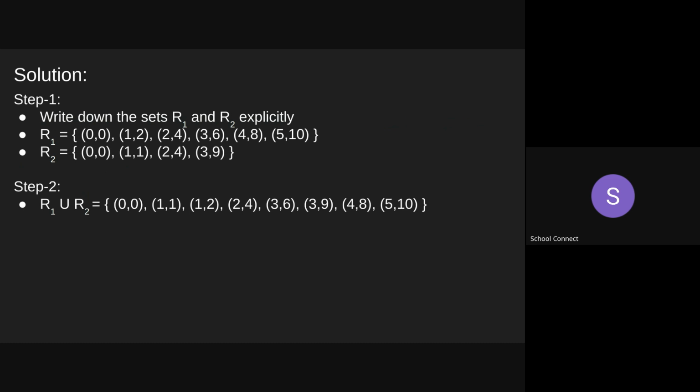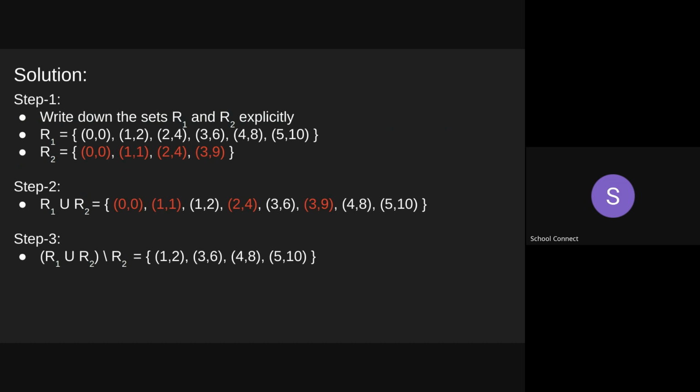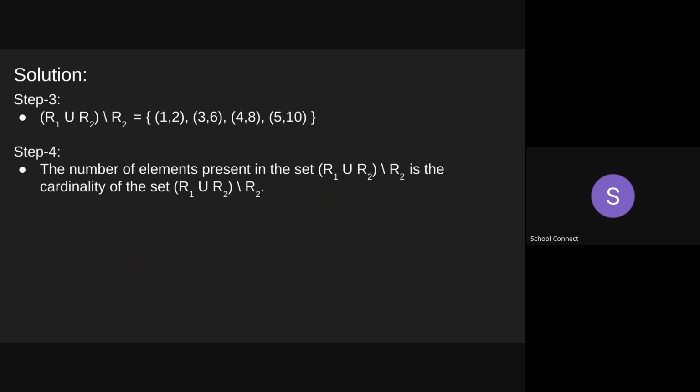Now, once you have R1 union R2, what you have to do? You have to subtract the R2 elements from R1 union R2. The third step: identify the R2 elements which are in R1 union R2. So, you will see 0, comma 0, 1, comma 1, 2, comma 4, 3, comma 9 which are there in R2. You remove them and the resulting set will be 1, comma 2, 3, comma 6, 4, comma 8, 5, comma 10. Hence, the cardinality will be 4.